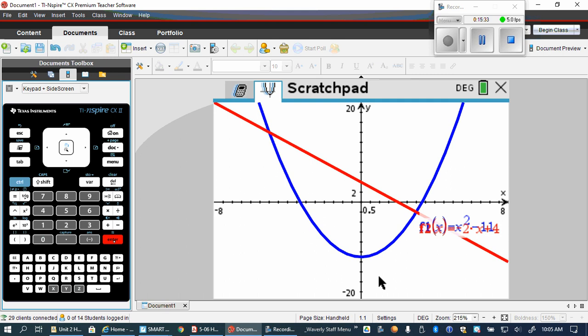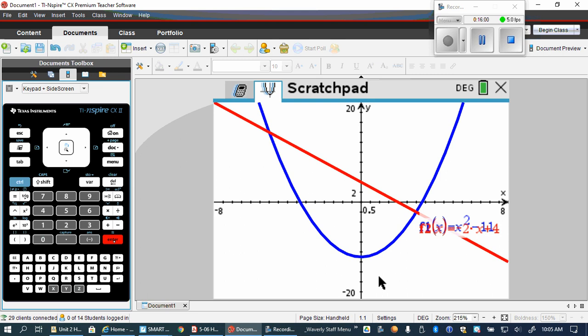So there we go. How many solutions does this have? Two, right? It could have just maybe touched it one time, couldn't it? It could just have one solution if it touched it once. Or if the two graphs don't intersect at all, how many solutions would it have? None, right? But this one does have two.